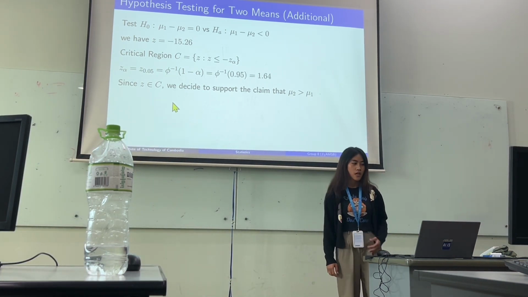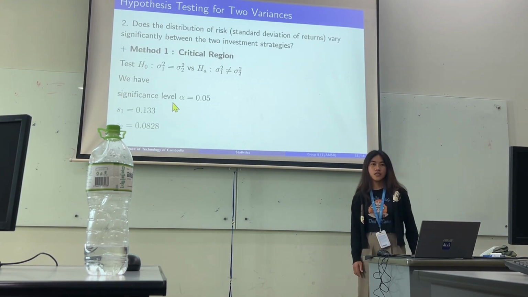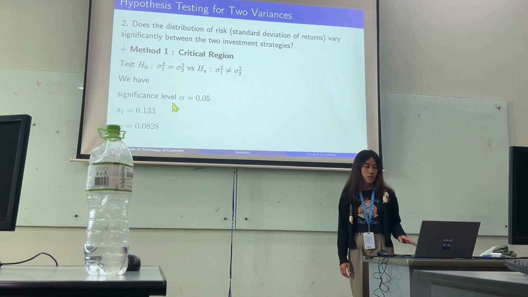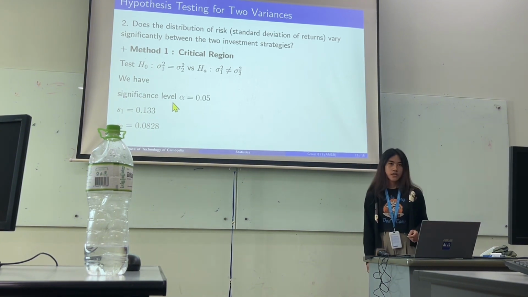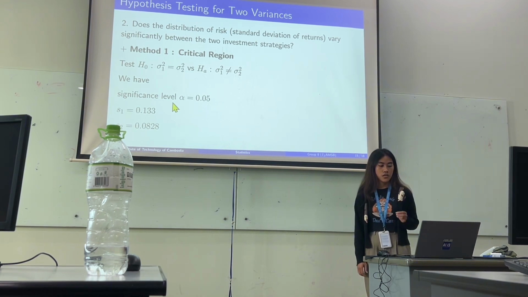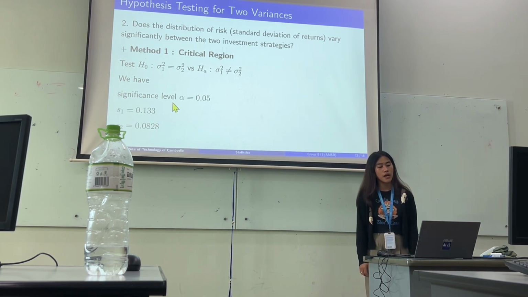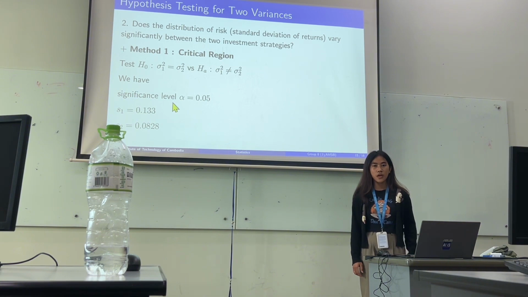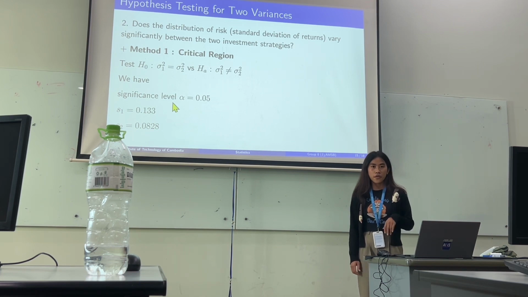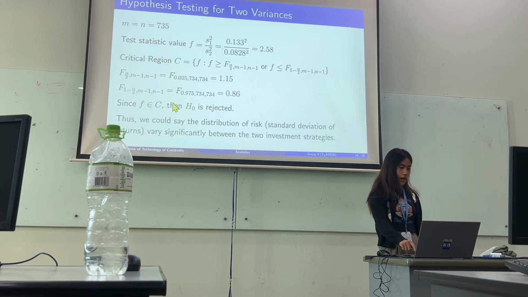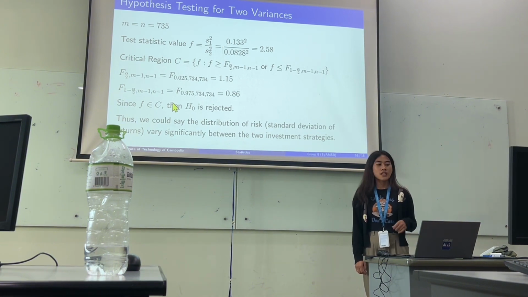Greetings, teacher and everyone. Today I'm going to talk about hypothesis testing for two variances. So the question is, does the distribution of risk vary significantly between the two investment strategies? Today my team uses two methods, and method 1 is the critical region. We test H0: sigma 1 squared equals sigma 2 squared versus the alternative hypothesis that sigma 1 squared differs from sigma 2 squared. And we have the significance level, standard deviation for strategy 1, standard deviation for strategy 2, and the sample sizes, just like the question above.